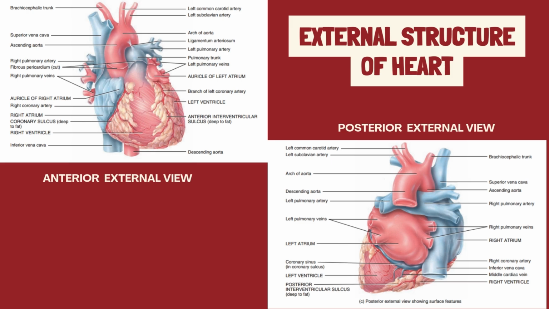In contrast, the posterior view highlights the back of the heart, where the left common carotid artery and left subclavian artery branch off the aortic arch at the top. The left pulmonary veins are prominent, transporting oxygen-rich blood from the lungs to the left atrium. Additionally, the coronary sinus is a key feature here, collecting the deoxygenated blood from the heart's own muscle tissues. Dominating the posterior aspect is the left ventricle, which forms the heart's apex and is responsible for pumping oxygenated blood to the rest of the body.